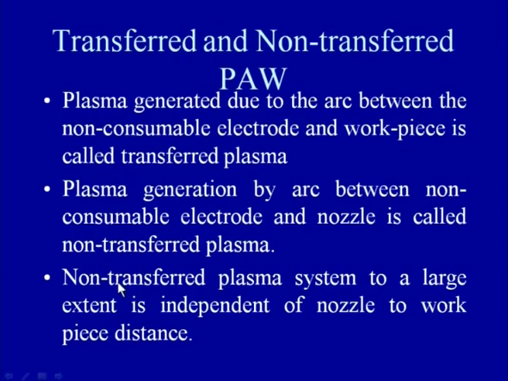Because the non-transferred plasma system is largely independent of the workpiece, as the arc is established between the tungsten electrode and the nozzle, not with the workpiece, it allows flexibility in varying the nozzle to workpiece distance. So, this workpiece to nozzle distance flexibility is found with the non-transferred plasma system as compared to the transferred plasma system, where the workpiece is very much part of the electrical circuit.